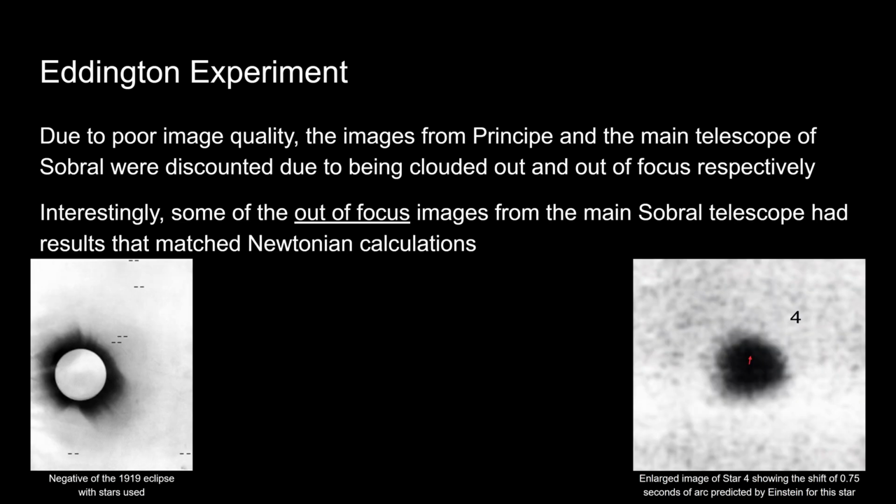Because of the poor image quality, the images from the main telescope in Sobral and the images from Principe were discounted due to being either clouded out or the focus not being right. And interestingly, the out-of-focus images from the main telescope in Sobral actually detected what would be calculated for Newtonian mechanics. I highlighted out-of-focus images because when you have something with a lot of noise, or it is out of focus in this case, you're not going to want to use that for data because it's not going to look right.